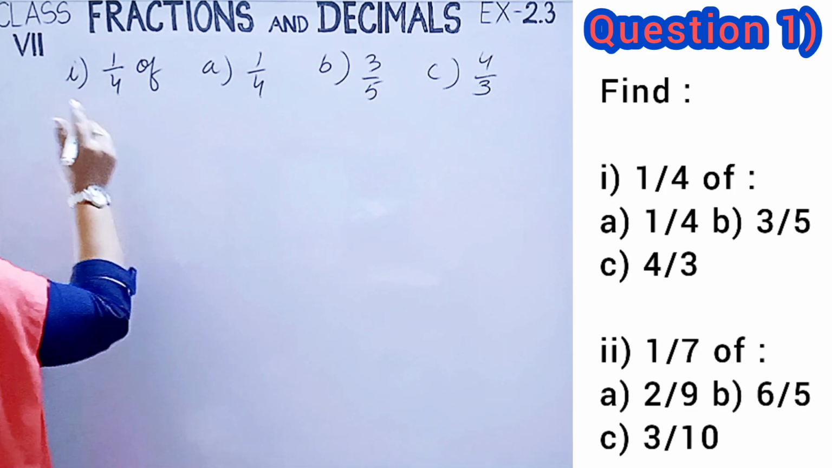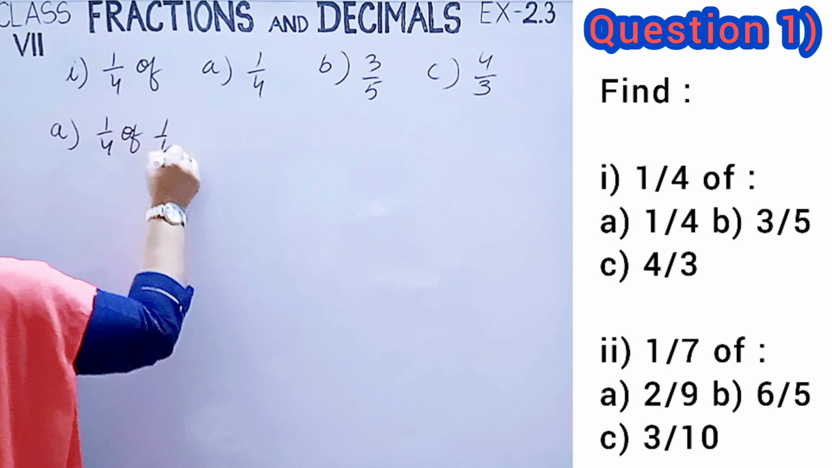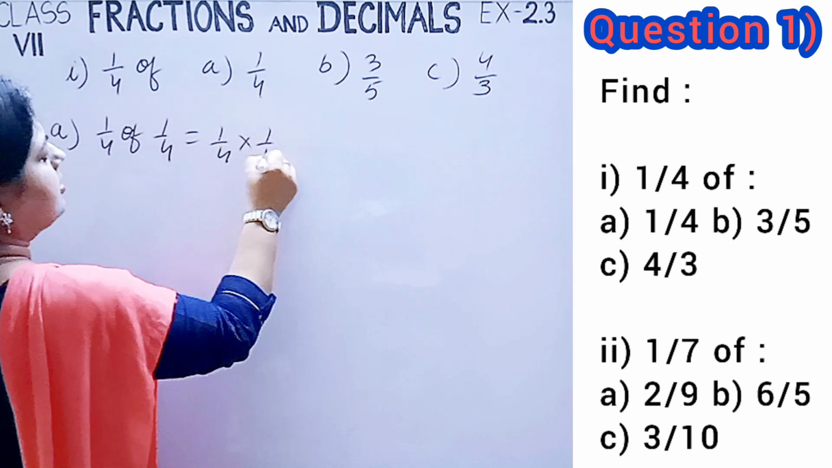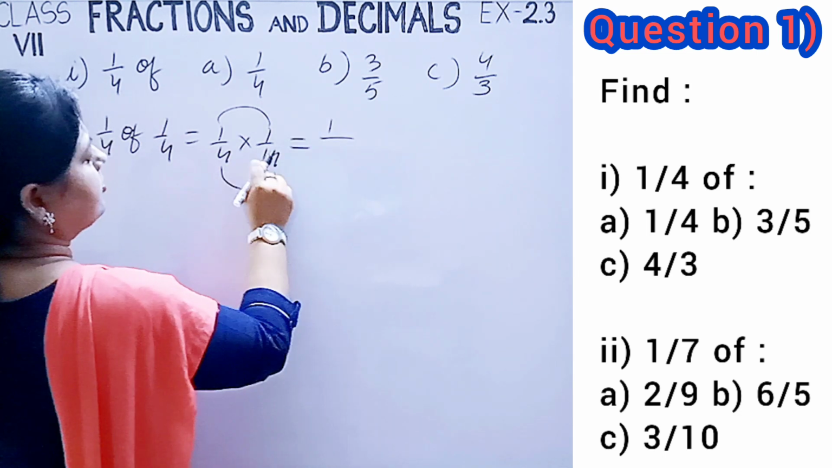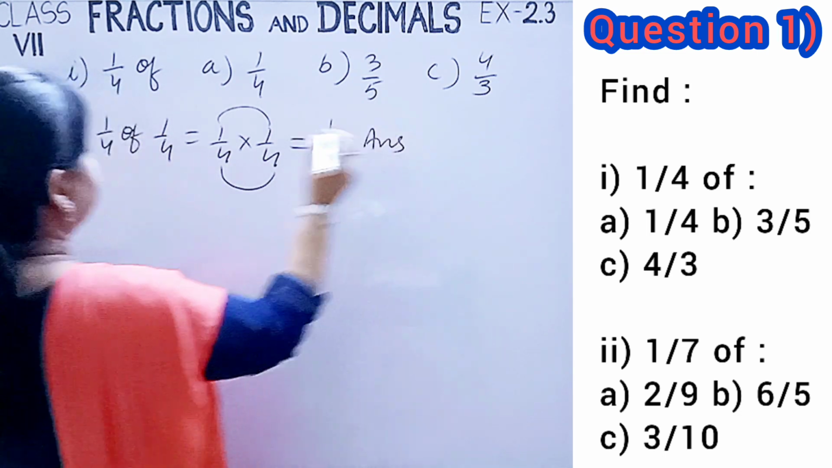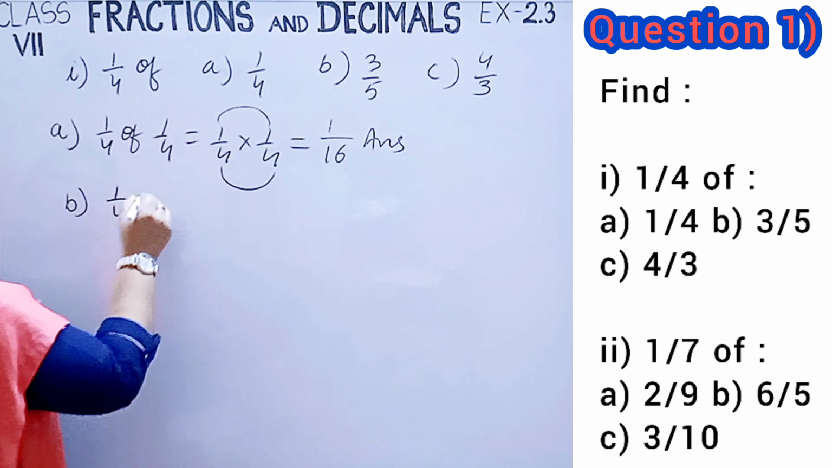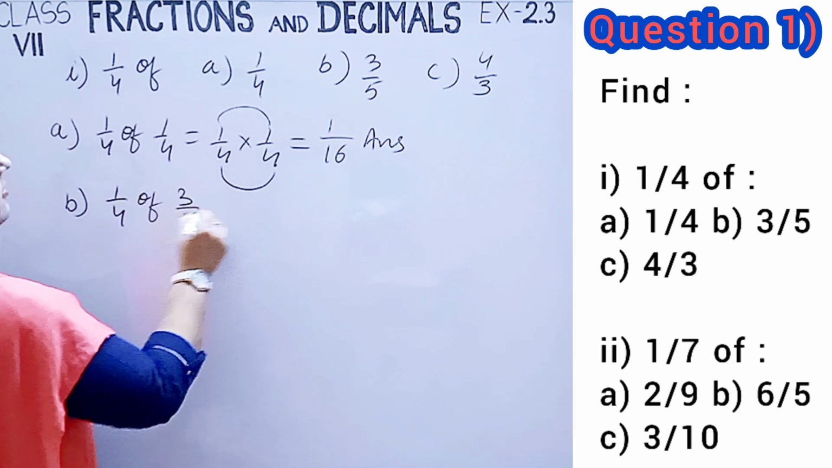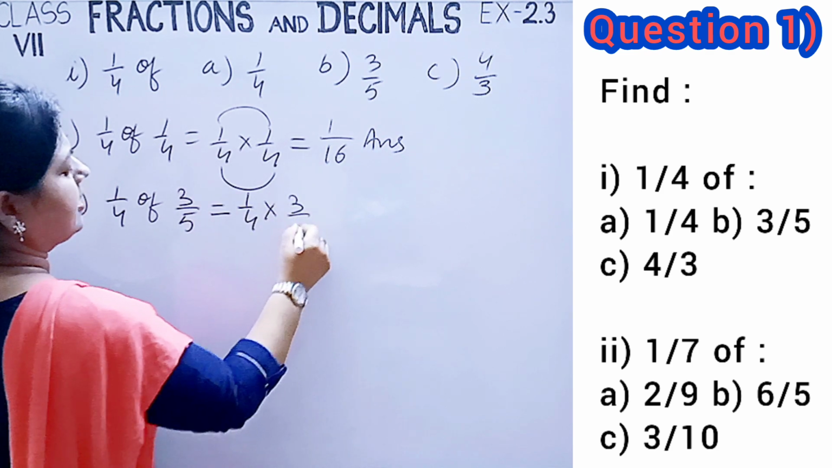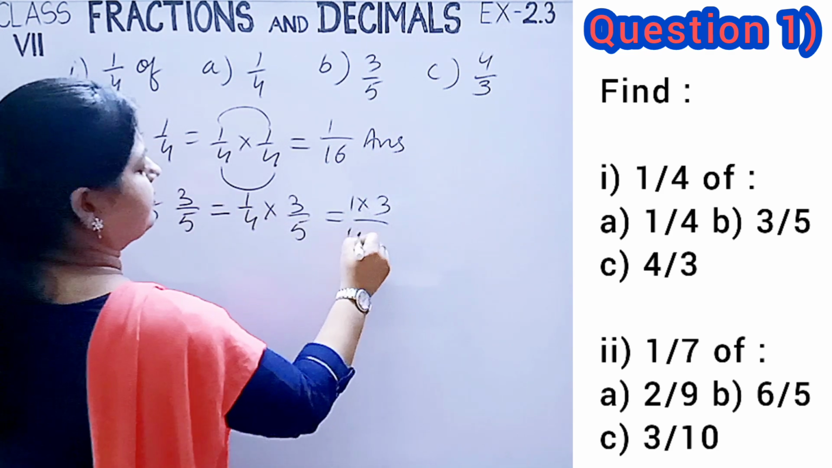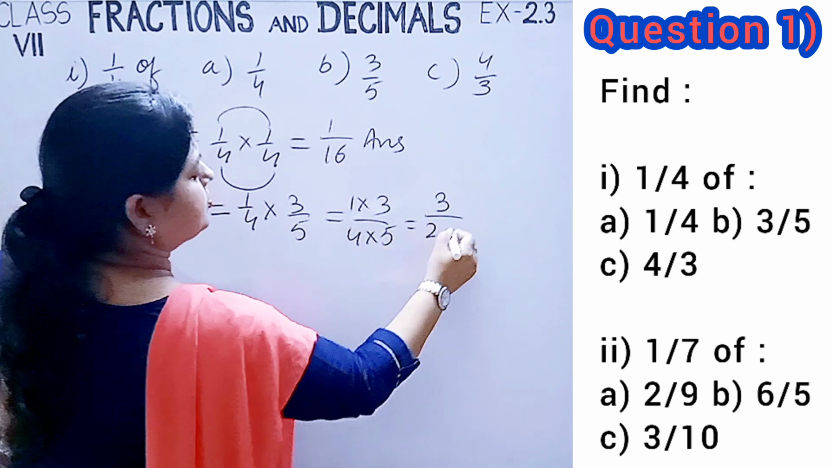The first part, A, 1 by 4 of 1 by 4. So 1 by 4 into 1 by 4, we will multiply 1 with 1 and then 4 with 4. So 1, 4 4s are 16. Answer. B part, 1 by 4 of 3 by 5 is equal to 1 by 4 into 3 by 5. So now 1 into 3, 3, 4 5s are 20.